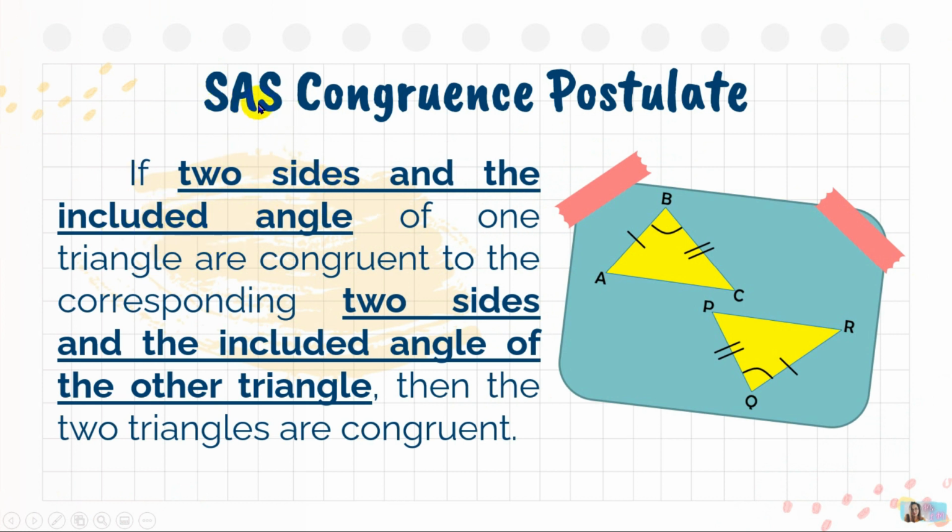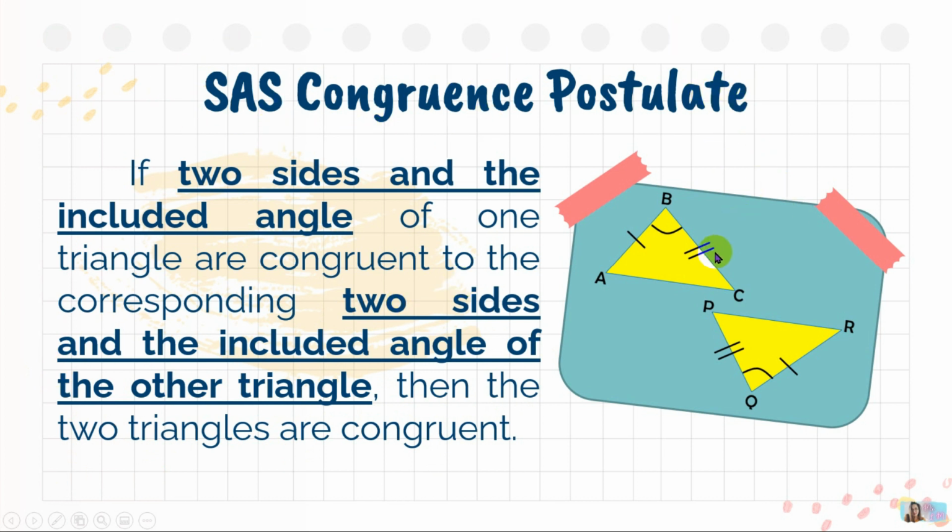angle. So, SAS Congruence Postulate. If two sides and the included angle of one triangle are congruent to the corresponding two sides and the included angle of the other triangle, then the two triangles are congruent. So, ang una nating congruence postulate ay ang SAS.